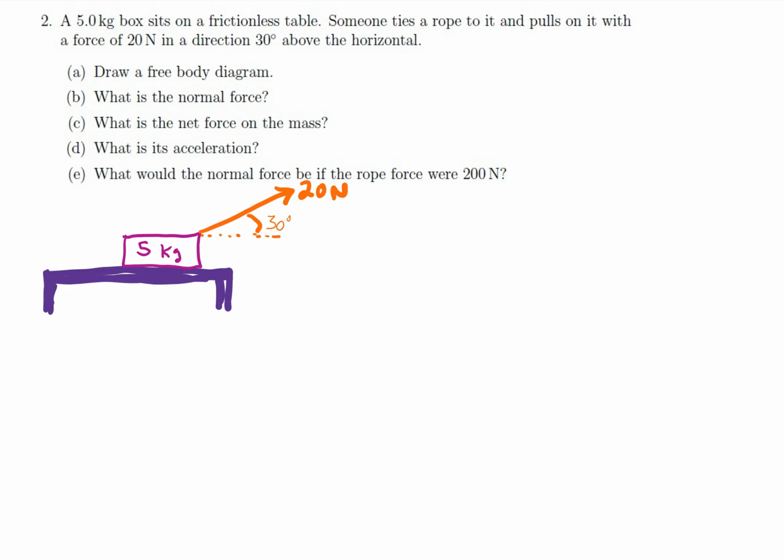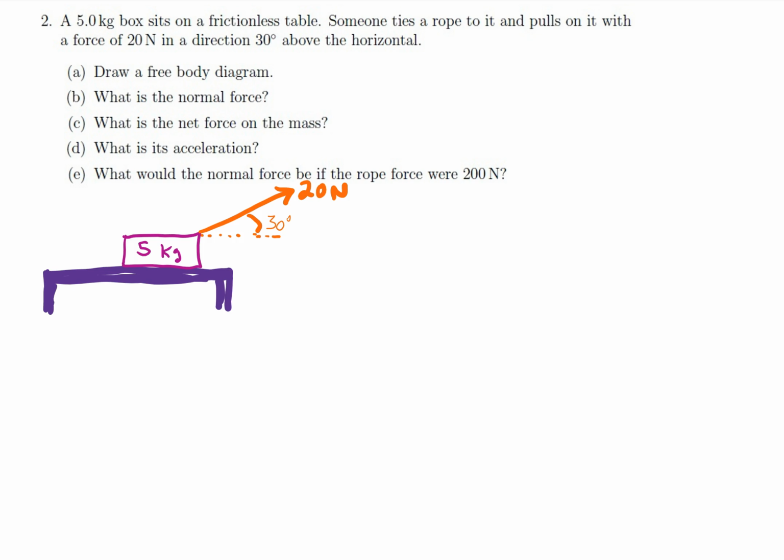Okay, so here's another problem about boxes and the normal force. This one's a little bit trickier for two reasons. One is we have to worry about a force acting in two different directions. So this force is at an angle, so we're going to have to worry about x and y components. And the other thing that's different is this is a dynamics problem, so not everything is at rest, things are actually accelerating.